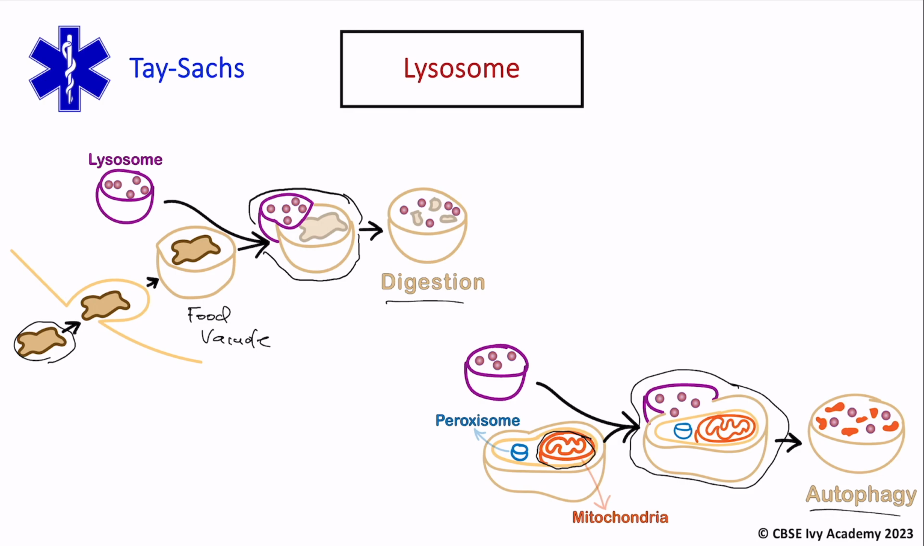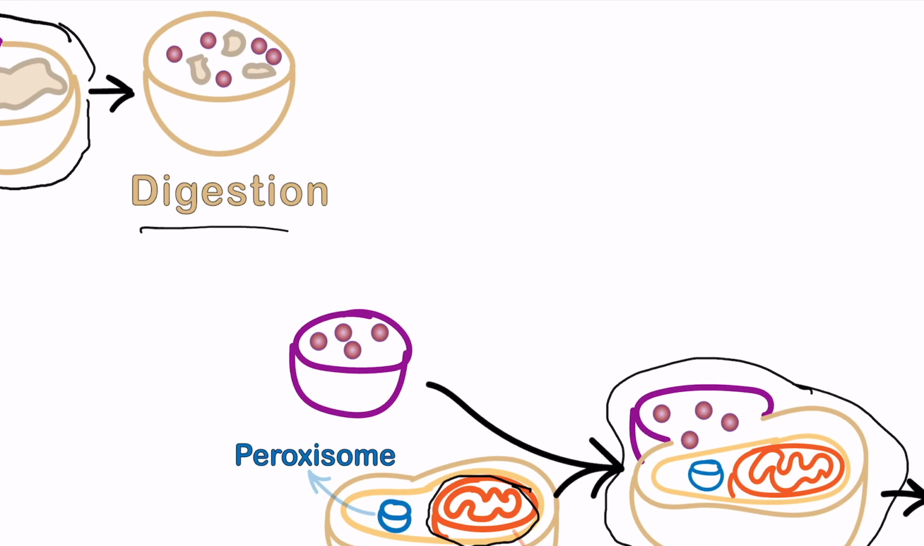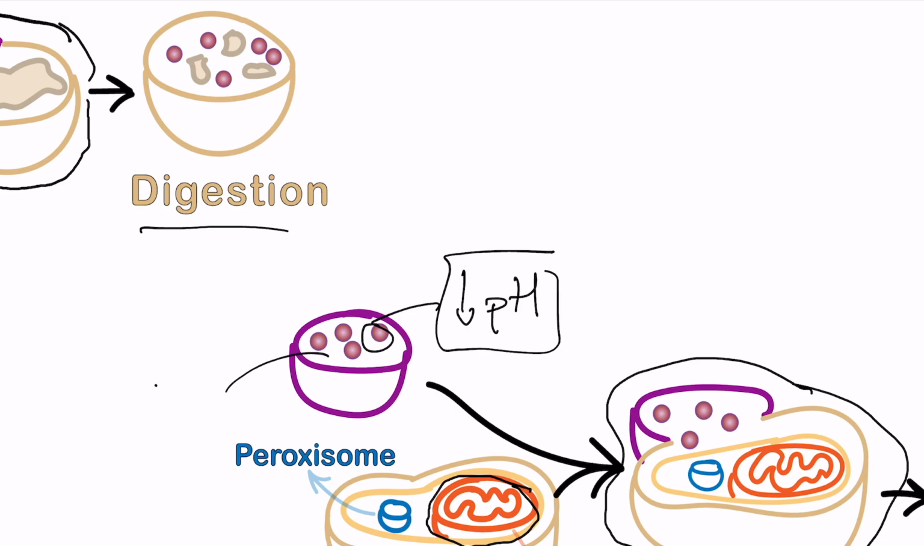Now, it's important to keep in mind that enzymes within the lysosome function at a low pH. So that means that in the low pH environment of the lysosome, there's a high proton concentration, and these enzymes will function, okay? And they will degrade proteins, for example.